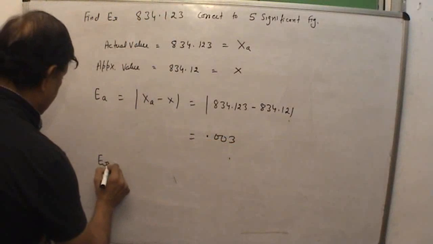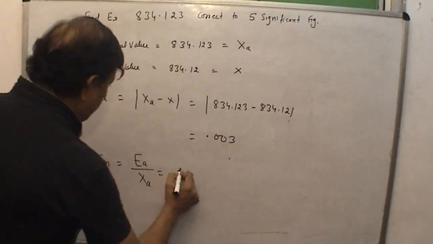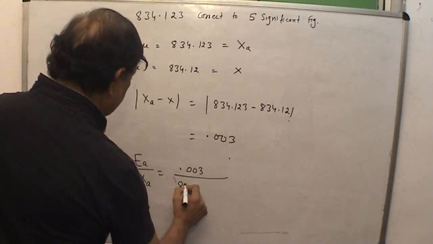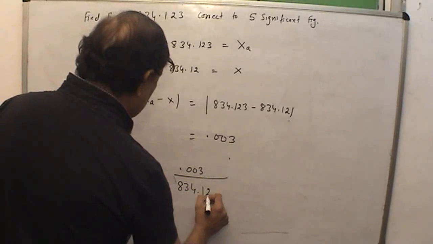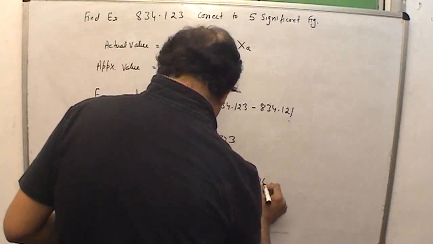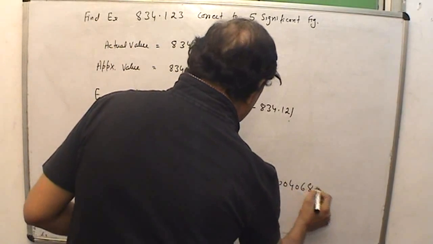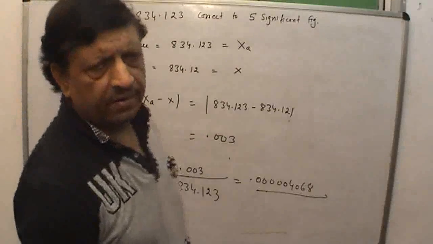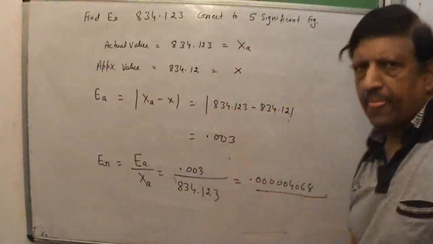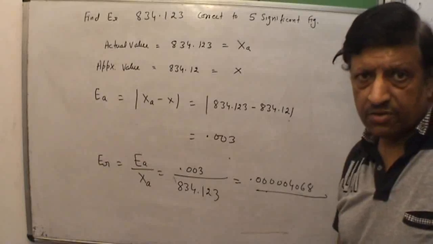Then what is the relative error? That is EA upon actual value XA: 0.003 divided by 834.123, and that will give the relative error, which comes to be equal to 0.0004068. We can leave it here or we can represent it in the 8 decimal floating representation. In such a manner, we can find the errors in our numerical system.